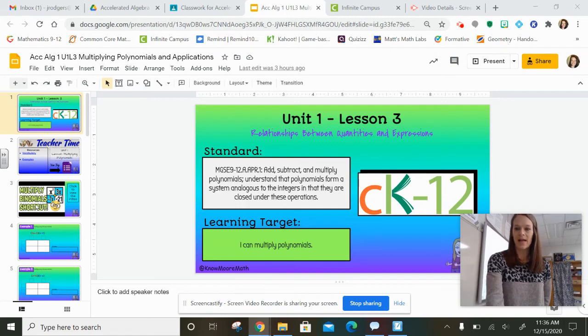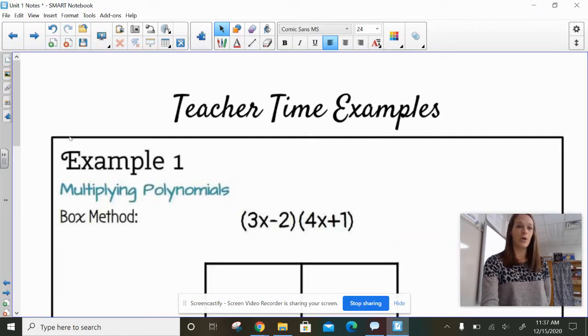Remember, throughout these slide decks, there are also videos. So if you need to see another video, you can always go watch those within the slide decks. Okay, so I'm going to switch my screen over to our notes at this point.